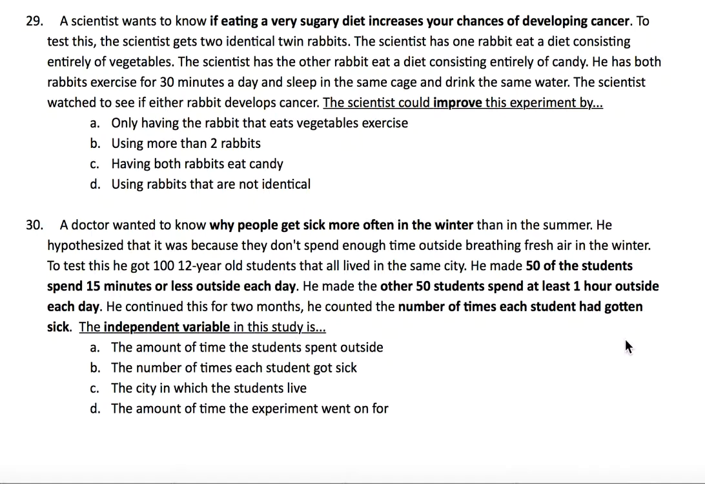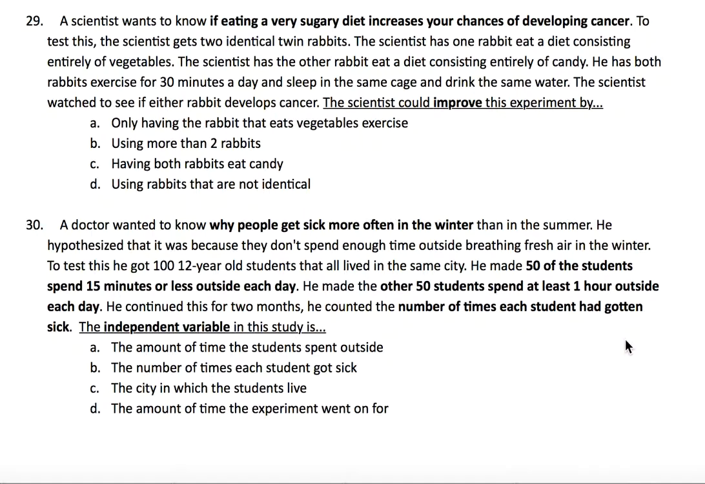The scientist could improve this experiment by A. Only having the rabbit that eats vegetables exercise. B. Using more than 2 rabbits. C. Having both rabbits eat candy. D. Using rabbits that are not identical.